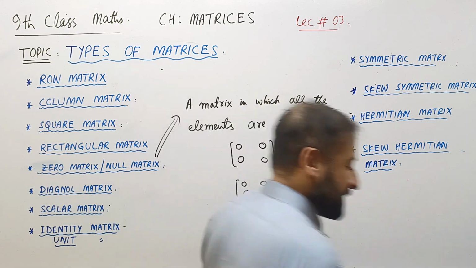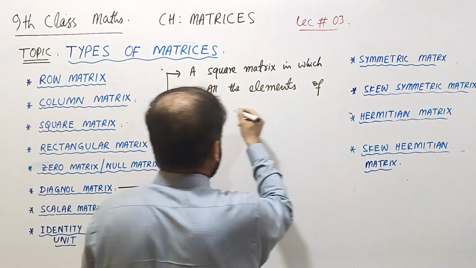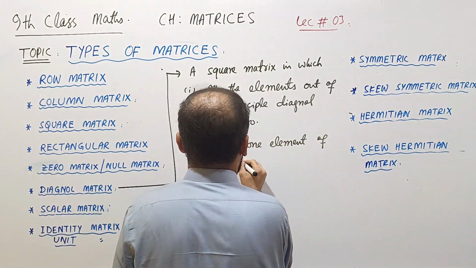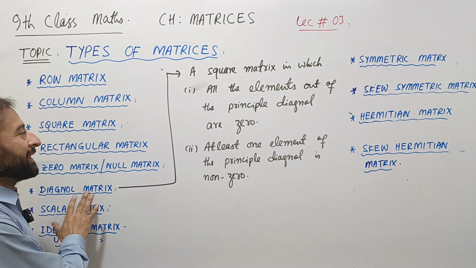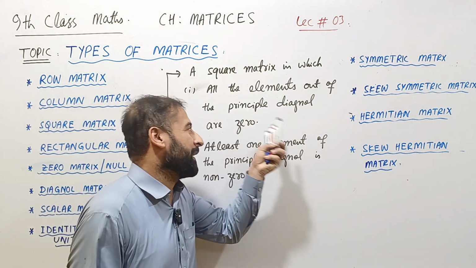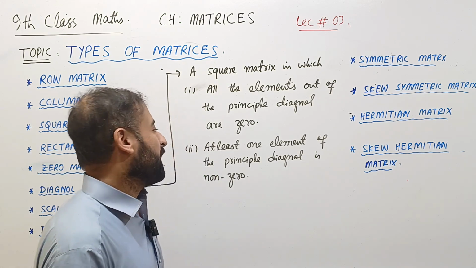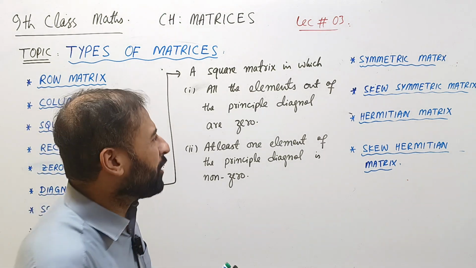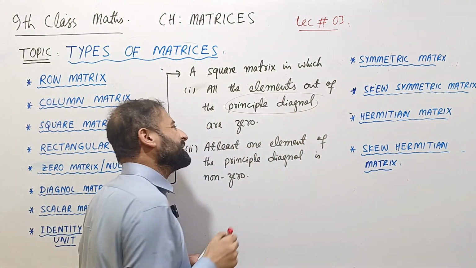Now, diagonal matrix. Okay, students, a diagonal matrix is a square matrix in which all the elements outside the principal diagonal are zero. Second condition, at least one element of the principal diagonal is non-zero. So here you see the word principal diagonal. So let's discuss this first.